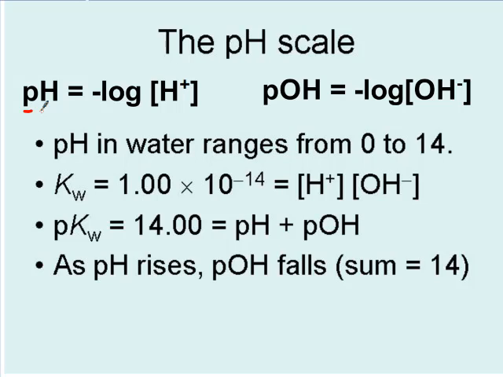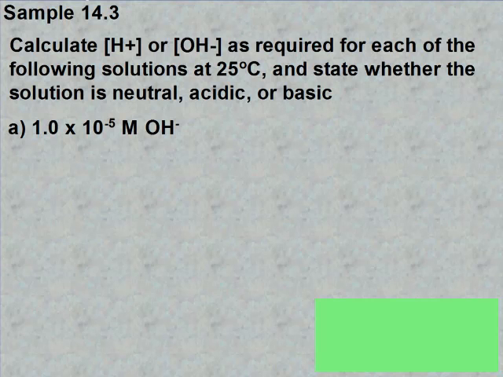And the pKw, or the negative log of 1 times 10 to the negative 14th, is 14. Negative log of H is pH, negative log of OH is pOH. So pH plus pOH equals 14. And as the pH rises, the pOH has to fall because they have to equal 14 at 25 degrees Celsius. So it says calculate the H or OH as required for each of the following solutions at 25 degrees Celsius and state whether it's acidic, basic, or neutral.